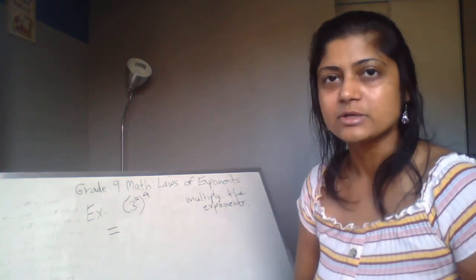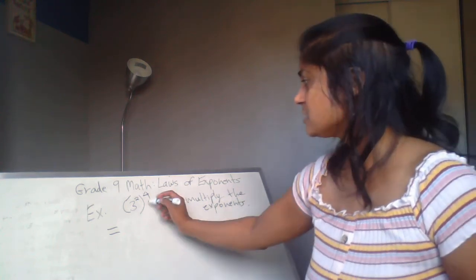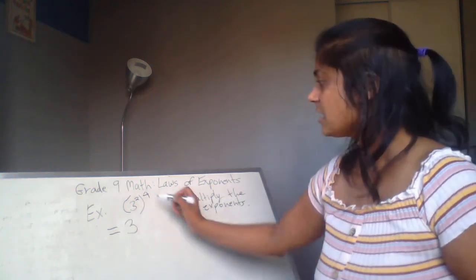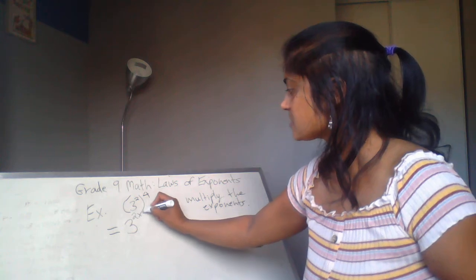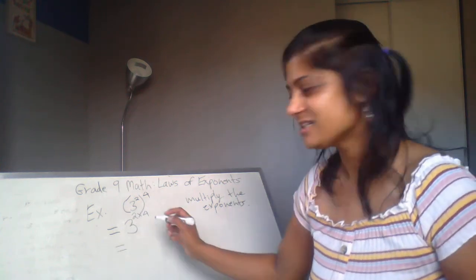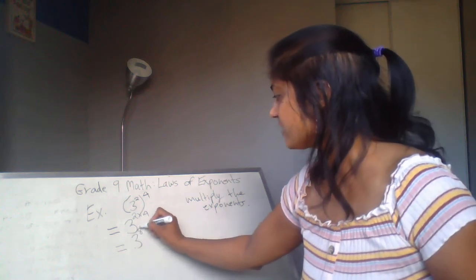This is actually known as the power rule. So here the base is going to be 3. Don't multiply the base by 4. I'm going to do 2 times 4, so this is going to equal 3 to the power of 8.